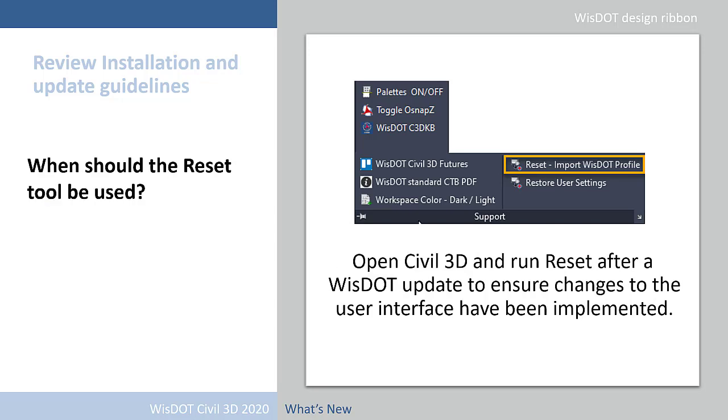When should the Reset tool be used? This Reset tool should be run after a WisDOT update to ensure changes to the user interface have been implemented. It really does deserve repeating. The Reset tool should be run after every WisDOT update to ensure changes to the user interface have been implemented. So this tool maybe should be called the Finish the Update Process button, though it can also be used at any time to set the WisDOT workspace back to its standard configuration if things ever get wonky.